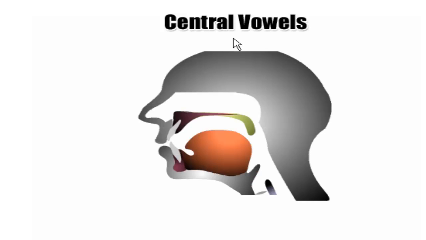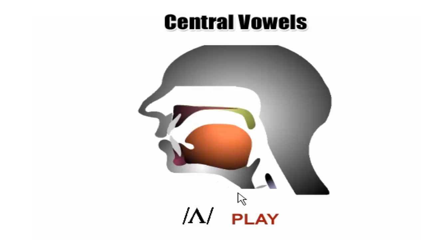As to central vowels, they are produced when the body of the tongue is positioned at resting position in the center of the mouth. For example, when pronouncing a, the body of the tongue is positioned in the center of the mouth. A.